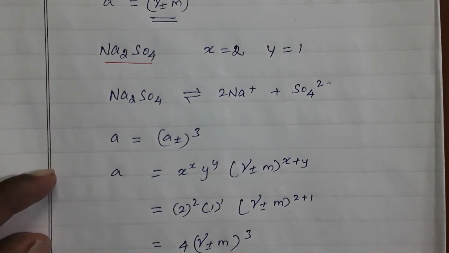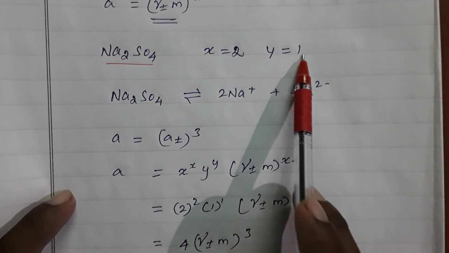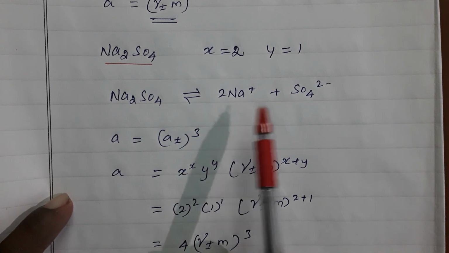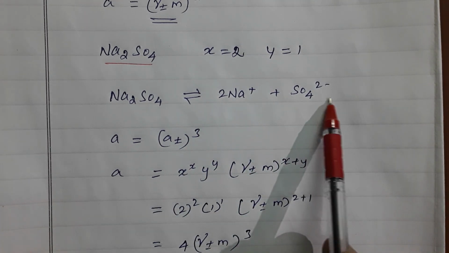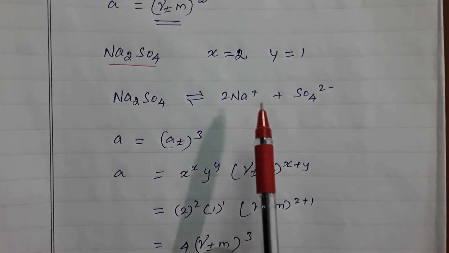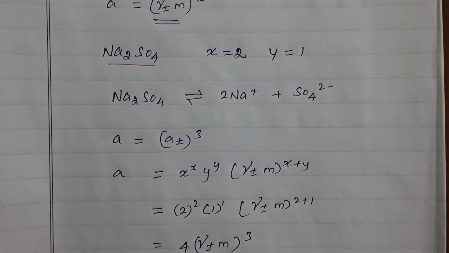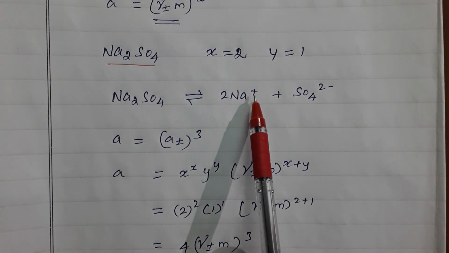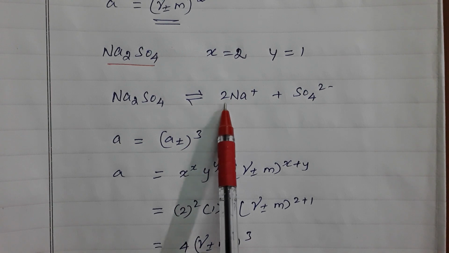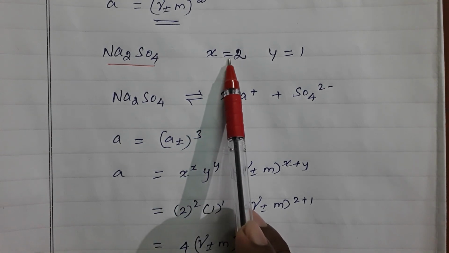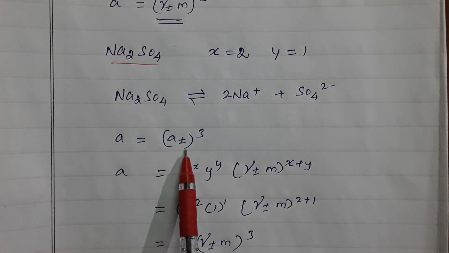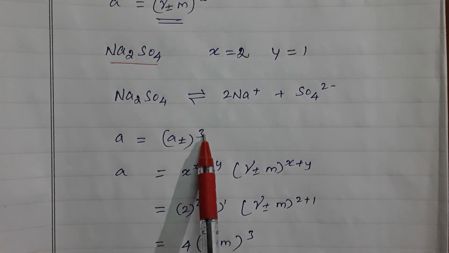Next example is sodium sulfate. Here the x value is 2, y value is 1. By the reaction, sodium is 2Na plus and sulfate is SO4 2 minus ions. Previously I told you that we have to consider the cation as a single plus and the anion as a single minus. Here it is considered single plus and single minus, but instead of the two moles, you can take x equal to 2 and y equal to 1. So this is the mean ionic activity, because x plus y, that is 2 plus 1, is 3.